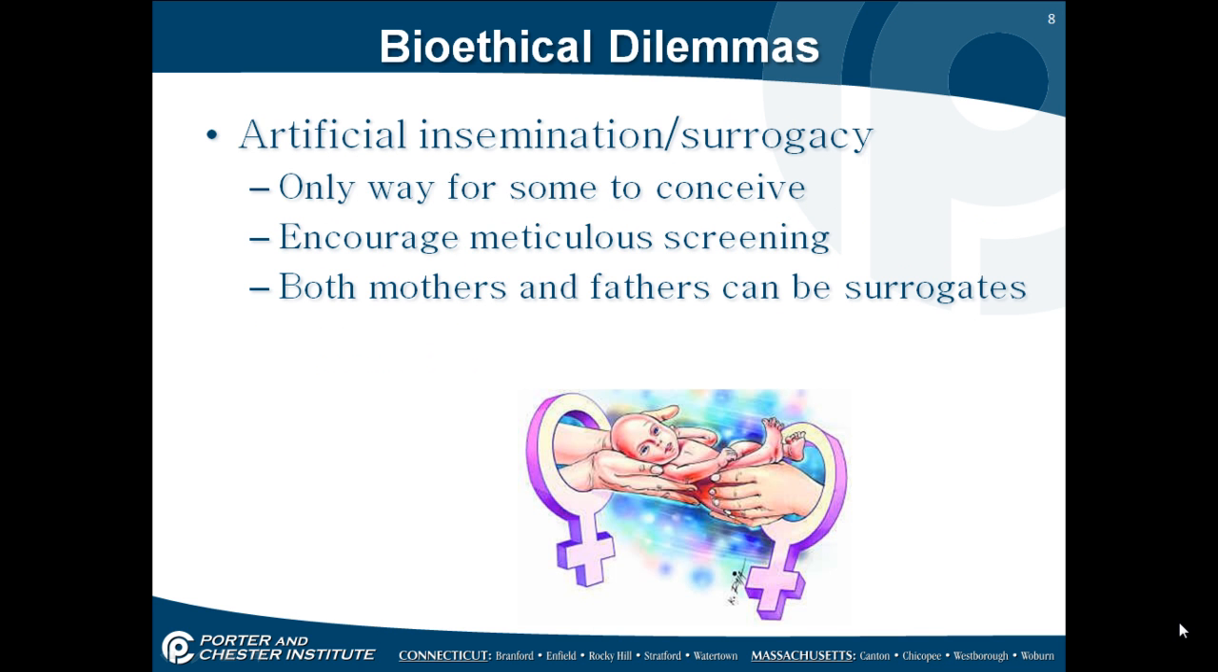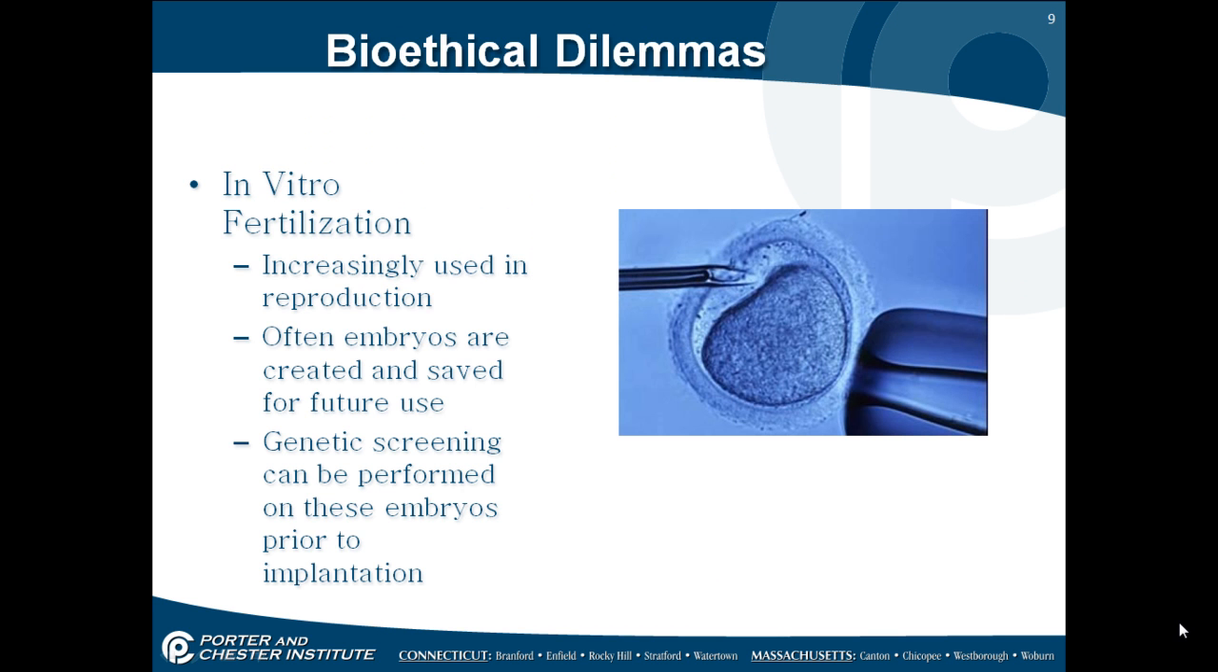Artificial insemination and surrogacy: sometimes the only way for some people to conceive. It encourages meticulous screening. Both mothers and fathers can use a surrogate. In vitro fertilization has been increasingly used in reproduction. Often embryos are created and saved for future use. Genetic screening can be performed on these embryos prior to implantation.